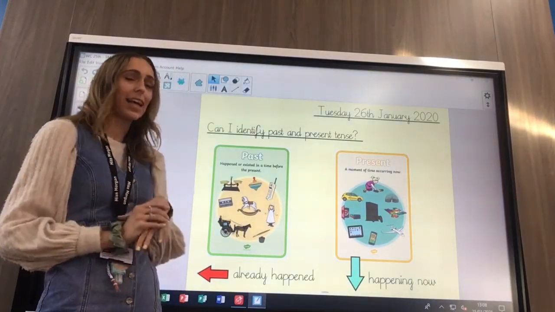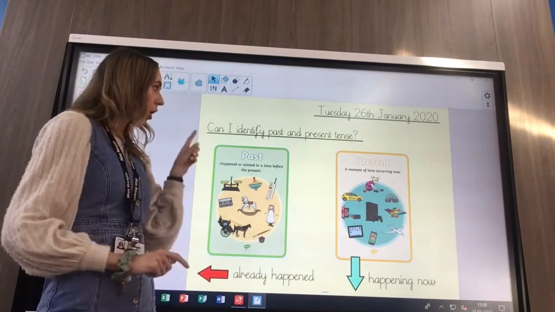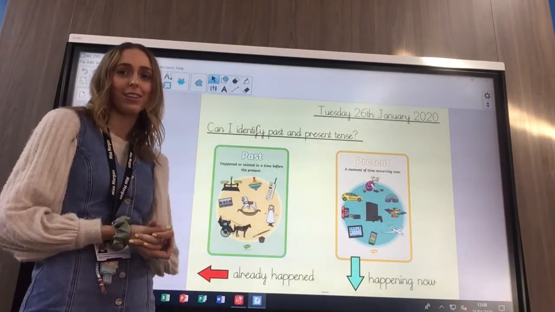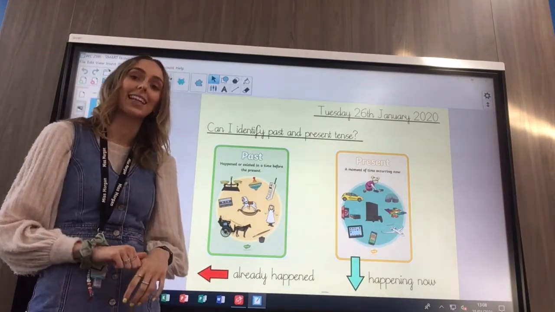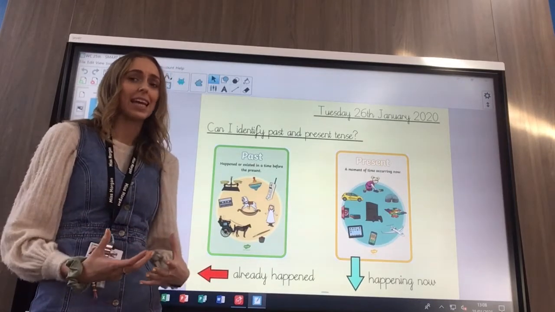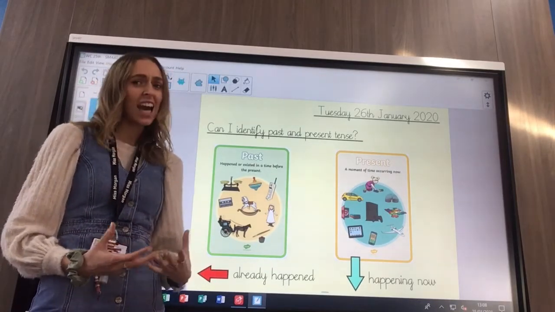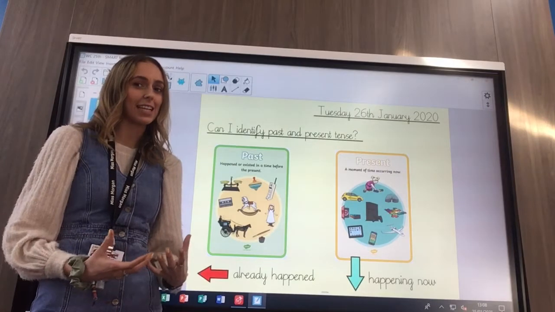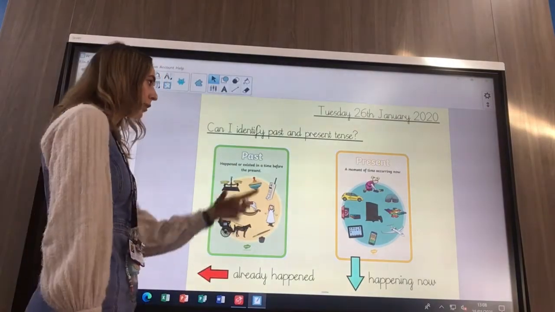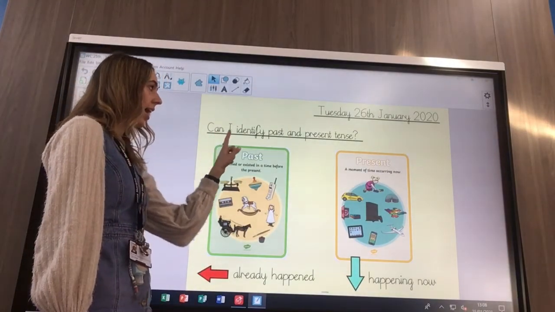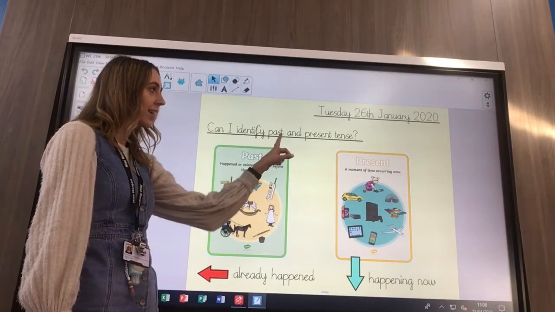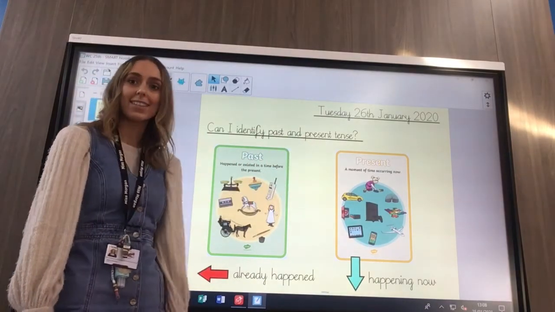But because I'm in my classroom today, I thought, why don't we have a learning question like we do in our literacy lessons to help us with today's learning and think, can I achieve this by the end of today's lesson? So, read it with me. Can I identify past and present tense?